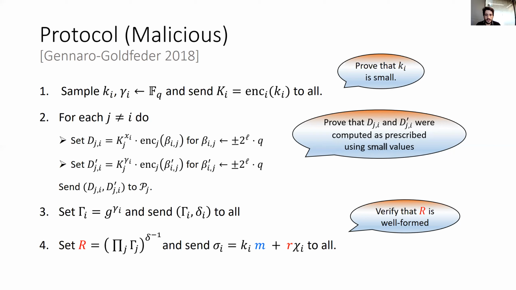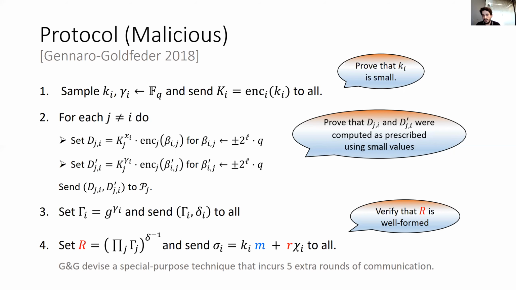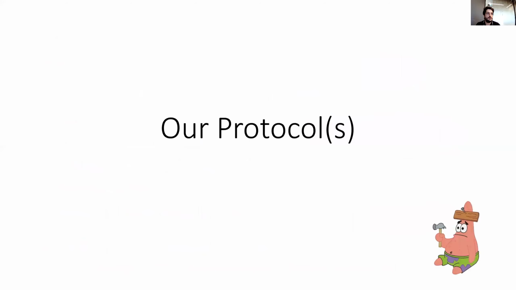So for the first call out, the authors use the range proof that I just showed you. For the second call out, they use slightly more elaborate range proofs. And for the last call out, to verify that the nonce is well formed, they devise a special purpose technique that incurs a few extra rounds of communication. So I won't discuss the technique in this talk because at this point, I would like to turn to our protocol.